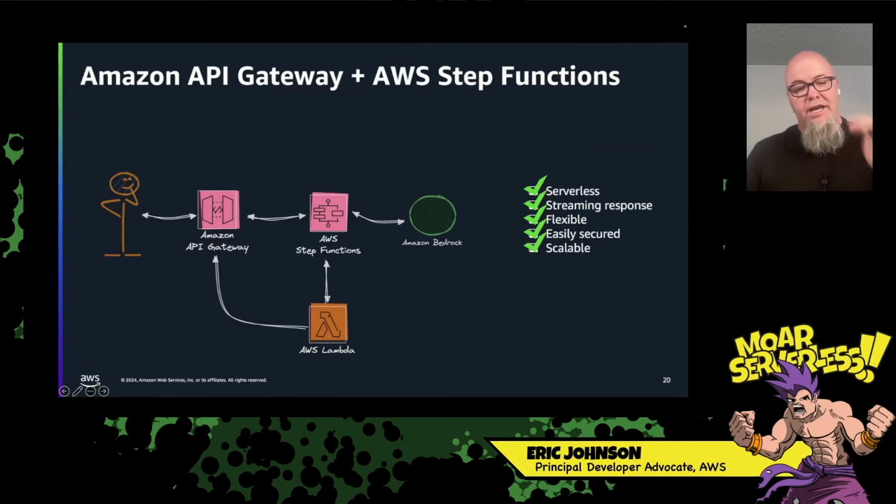the WebSocket endpoint. So the nice thing about this is I can actually have the Lambda function call Amazon Bedrock through a streaming portal. So it'll actually send back as it's coming in. And then each time I get a chunk, I send that chunk to the WebSocket connection back to the user. So this checks all my boxes, right? Serverless, streaming response, flexible, easily secured, and scalable.